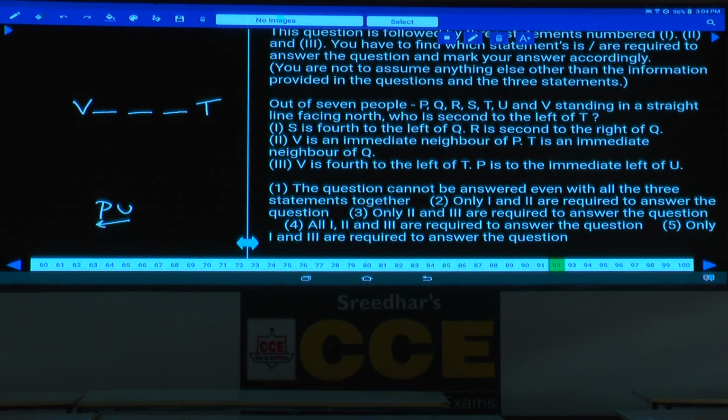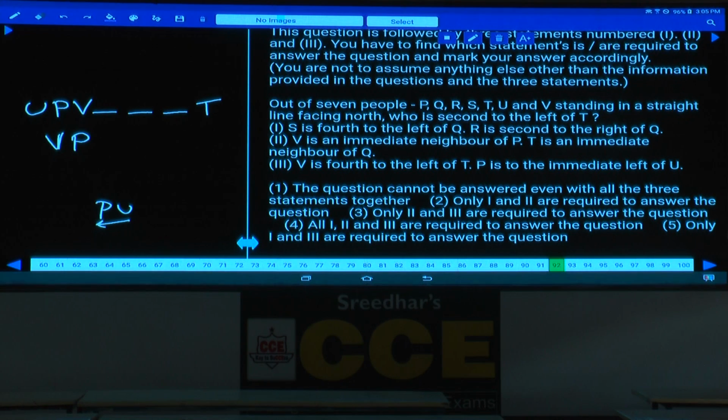V is an immediate neighbor of P. As V is an immediate neighbor of P, P must be here. If P is here, then U must be here. P is an immediate. The second case, what is the second case? V, P is an immediate neighbor. This is not possible. Why is this not possible?